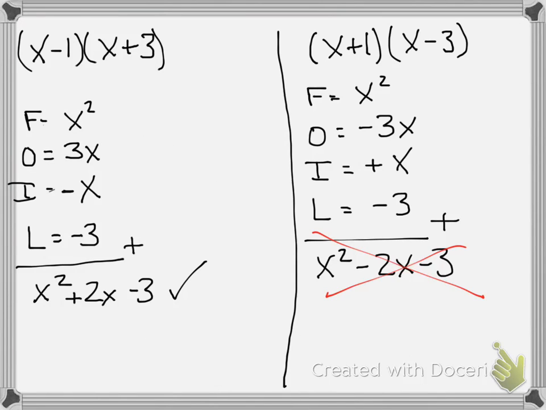So let's check it. How does it work? Now we actually just multiply these out and we see which one works. Okay, so using our FOIL method, trying it for this side over here, we see that we end up with x squared plus 2x minus 3, which is the correct answer. If we use the other option, we do not get the correct answer.